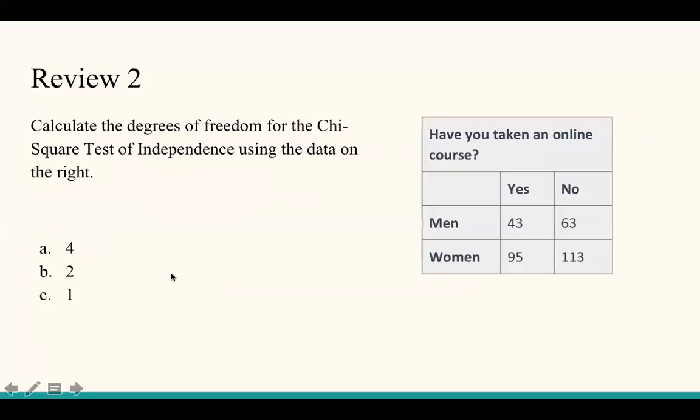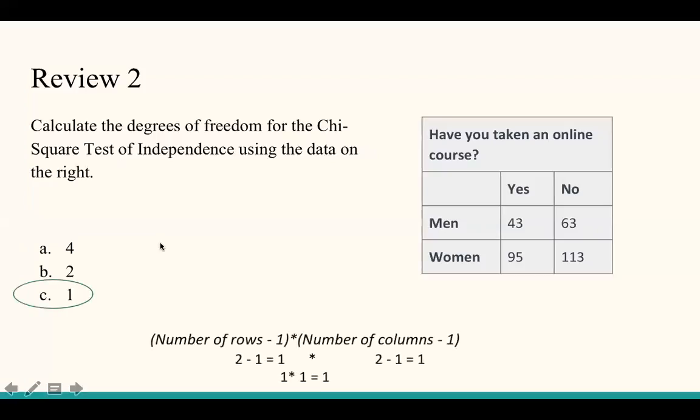Okay, so calculate the degrees of freedom for the chi-square test of independence using the data on the right. So take a moment, pause, and we'll go over in a few seconds. Okay, if you didn't get your answer yet, pause, but I'm going to go over the answer now. So the answer is C.